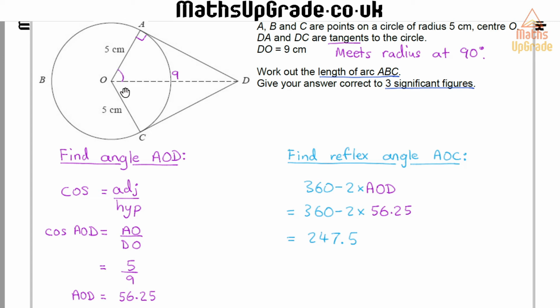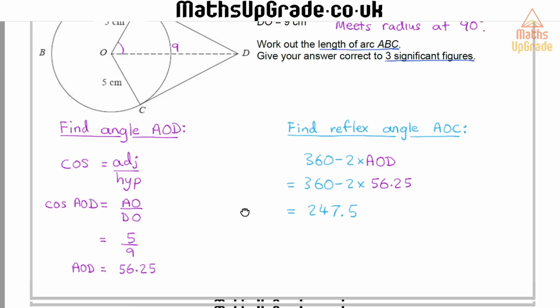So 56.25 are here and here, and all around this point we know that the sum of angles around a point is always going to be 360. So to find this reflex angle here, I can do 360 subtract 2 lots of AOD. That gives me 247.5. Now the next part of this question, I'd have to find the arc length of ABC.